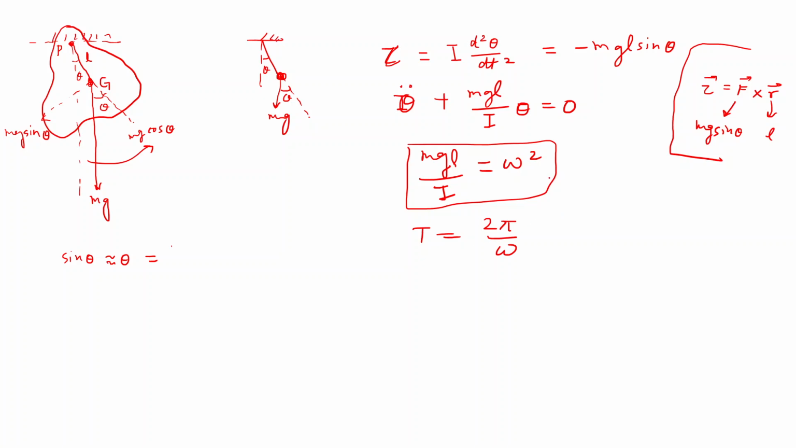When you put the value of omega from there to here, you will get 2 pi, and reciprocal of this means under root I by mgl. So the time period for this kind of compound pendulum will be given by this moment of inertia and mgl. Okay, now this is the value of time period.